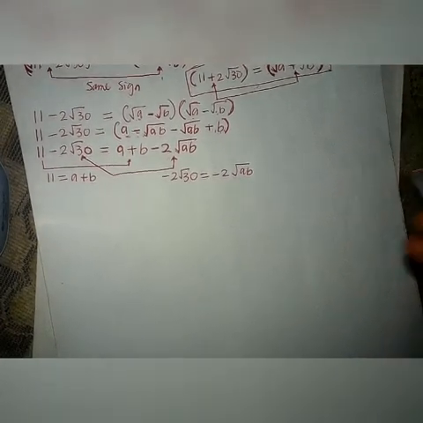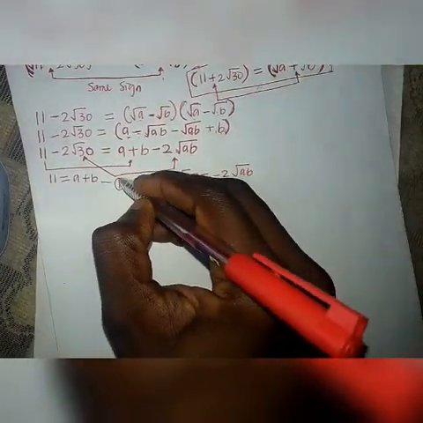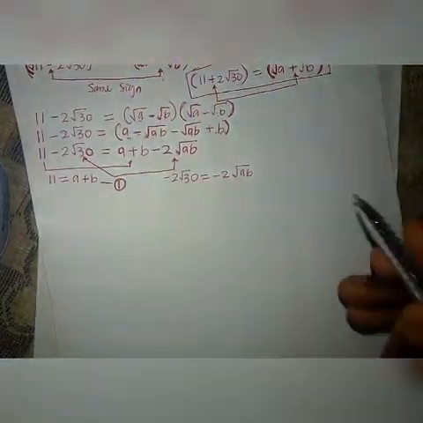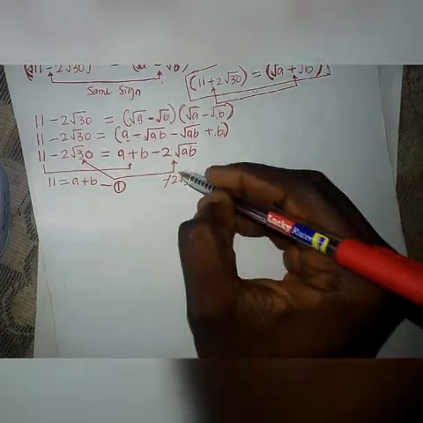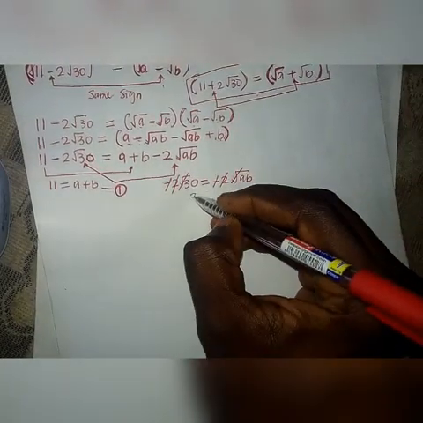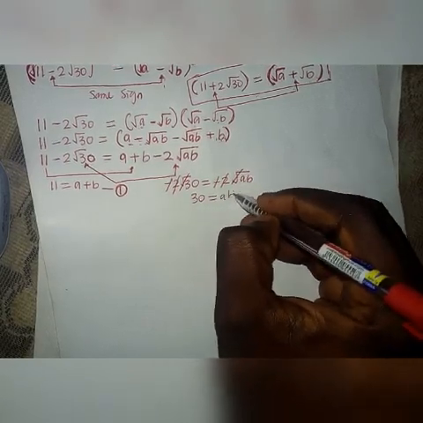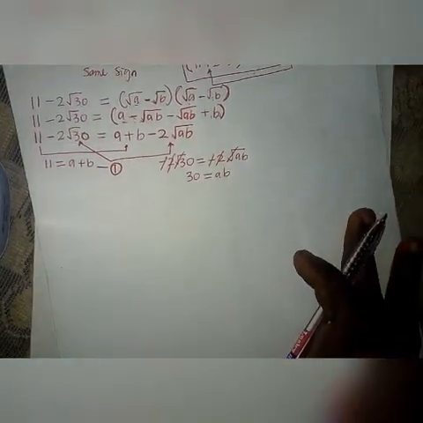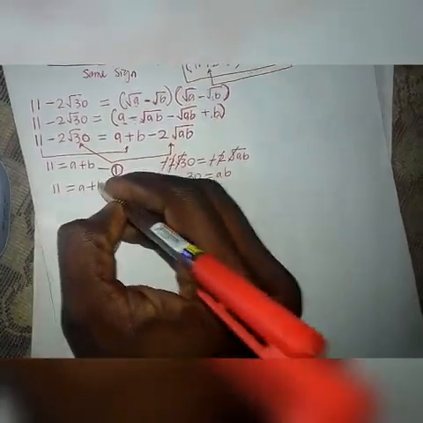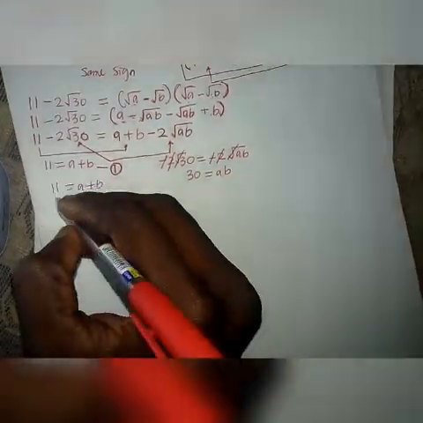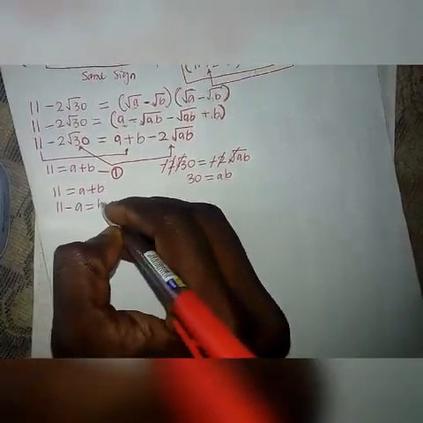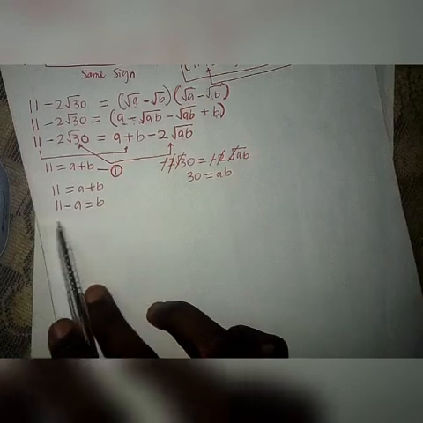So this is equation 1. It is now a simultaneous equation. The minus 2 cancels on both sides, so 30 is equal to AB, and 11 is equal to A plus B. We can say 11 minus A is equal to B. I made B the subject of the formula.